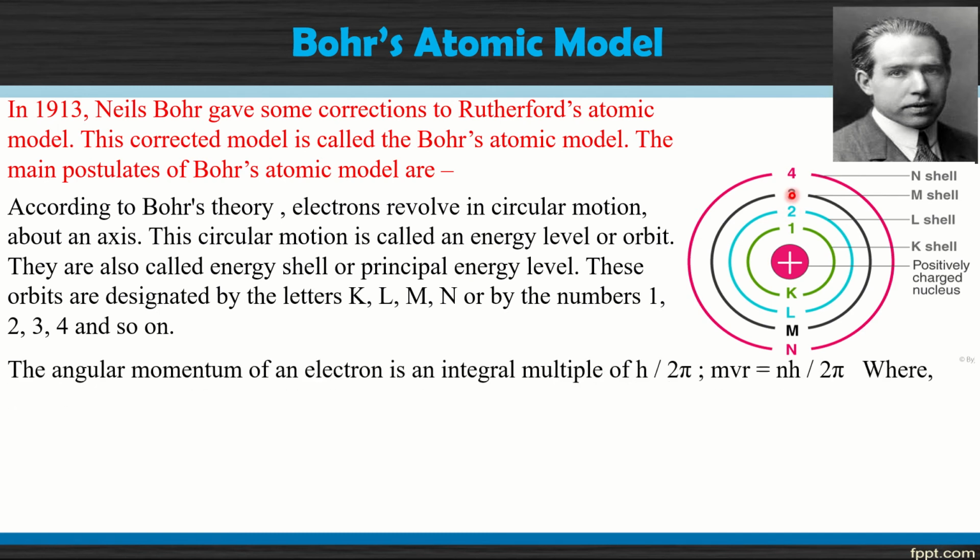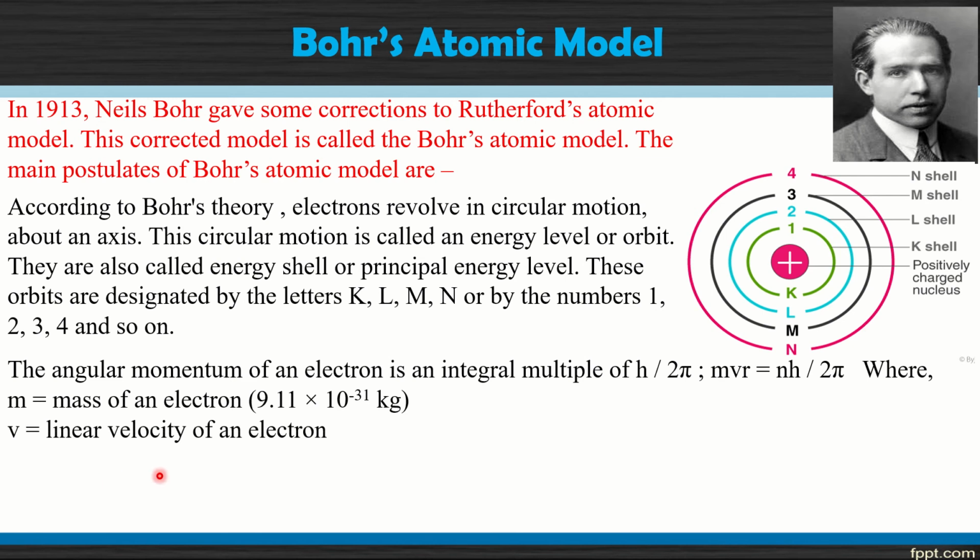The angular momentum of an electron is an integral multiple of h by 2 pi, or angular momentum, that is mvr equal nh by 2 pi, where m is the mass of an electron and it is fixed, 9.11 into 10 to the power minus 31 kg. v equal linear velocity of an electron, because it is a moving electron. r equal radius of the orbit. This is different for different shells.